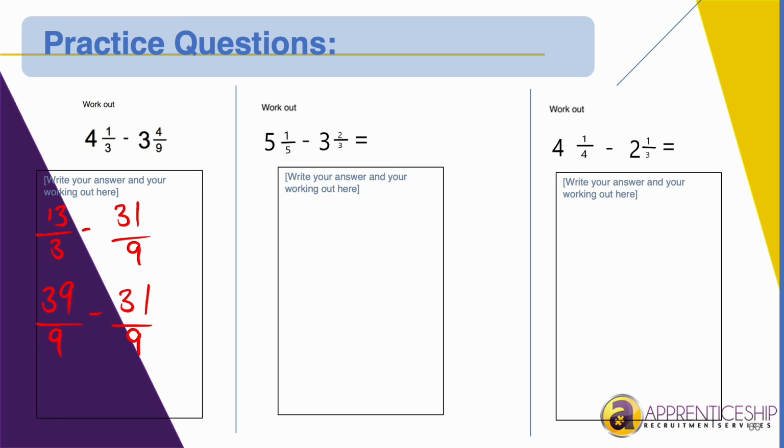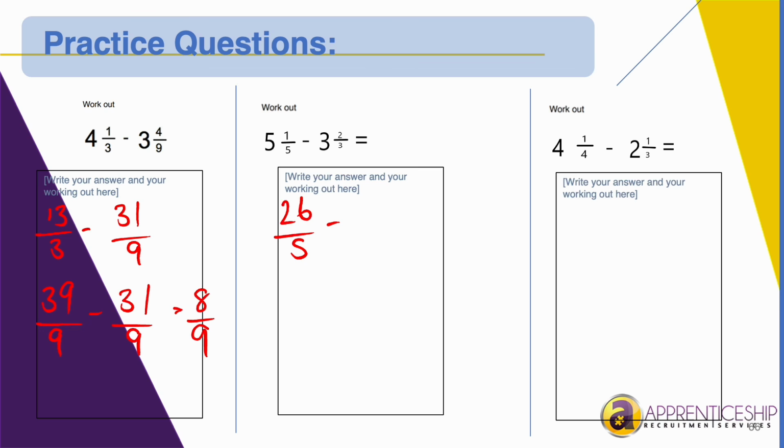So all I've done with this first fraction is multiply top and bottom by 3. So top and bottom multiplied by 3 gets us the equivalent fraction with ninths. So now we can just take these away, which is going to leave us with 8 over 9. Okay, that's all we need to do. Okay, we're done. Okay, this one, so 5 times 5 is 25, add the 1 is 26 over 5.